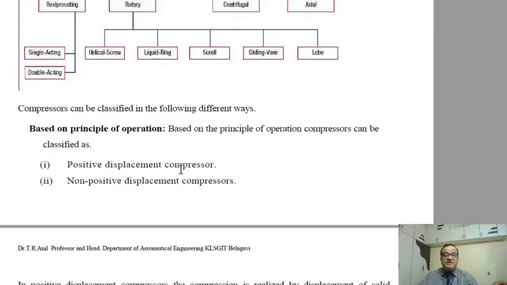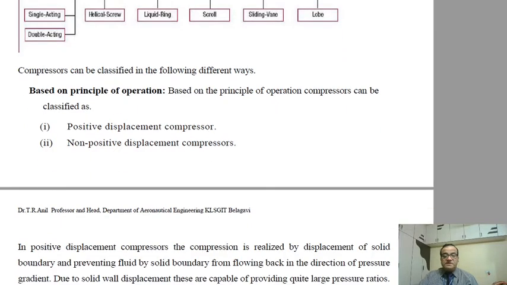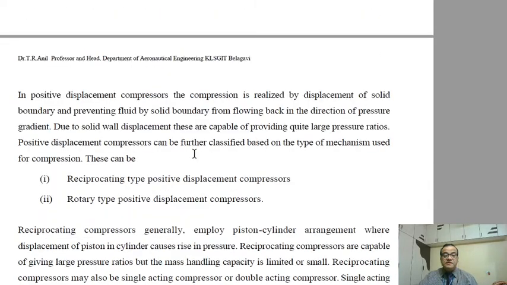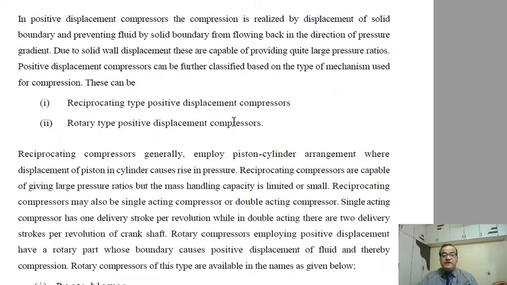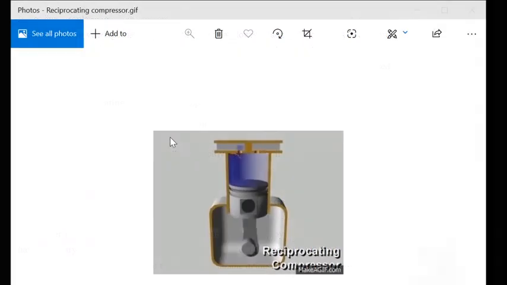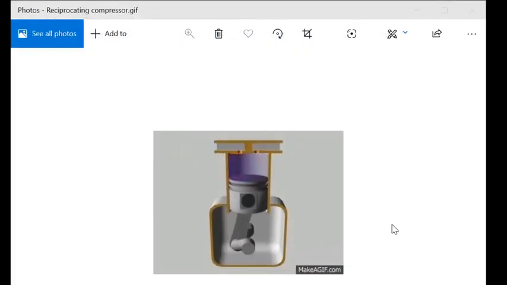Classification of compressors is based on the principle of operation. As I told you, positive displacement compressors and non-positive displacement compressors. In that we have the reciprocating type and then the rotary type. I'll show you a picture of it. This is a reciprocating type compressor. You can see the piston moving up and down, and this is the suction stroke where air enters, and then it delivers to the outlet port.